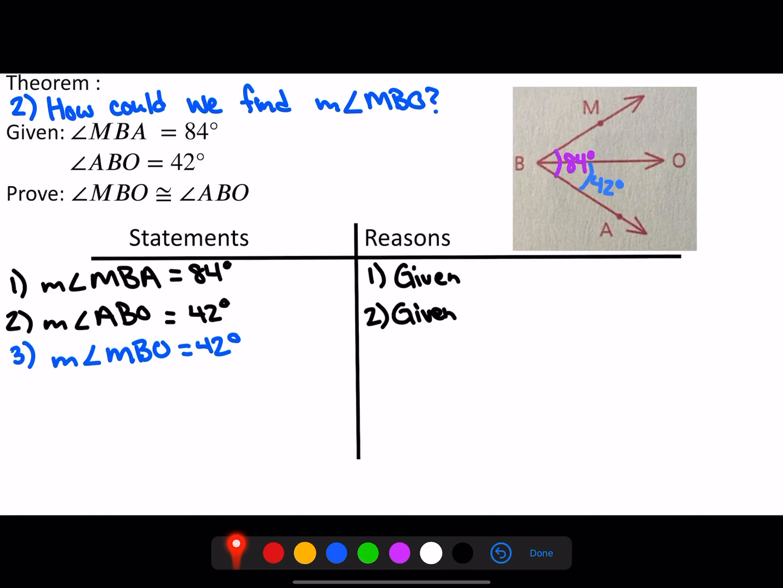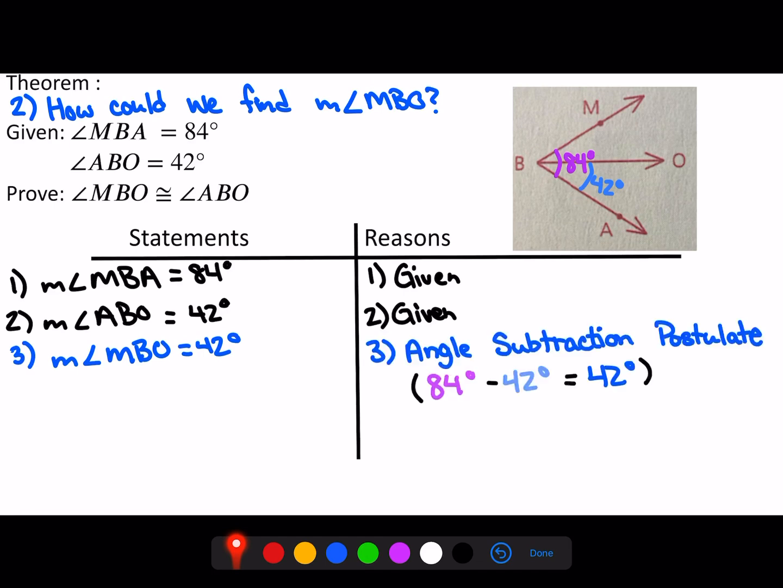What postulate is that called? Well, you can write this two ways. I can say it's the angle subtraction postulate, or I can say it's the inverse of the angle addition postulate. Because instead of addition, I'm using subtraction, so it'd be the inverse of addition. Either one works. I'm fine if you use subtraction. I'm fine if you use inverse of addition. Either one works. And again, here's where we got the angle from. So 84 minus 42 will equal our missing angle.